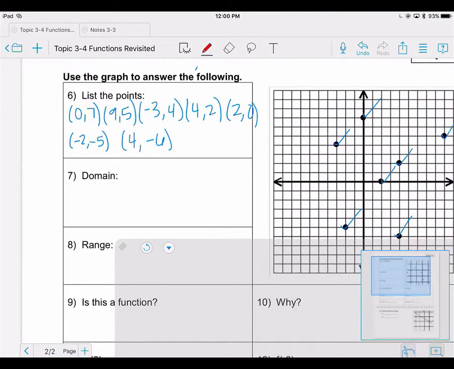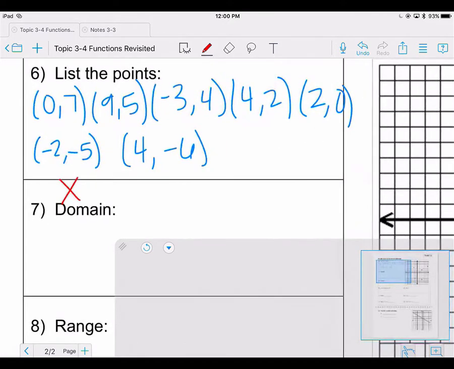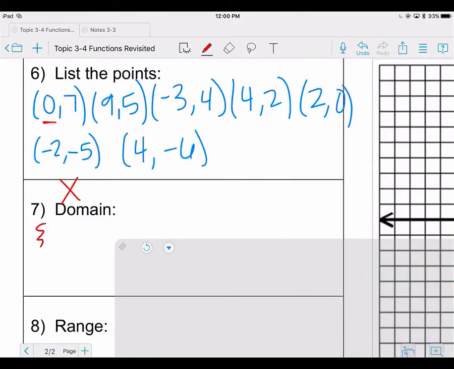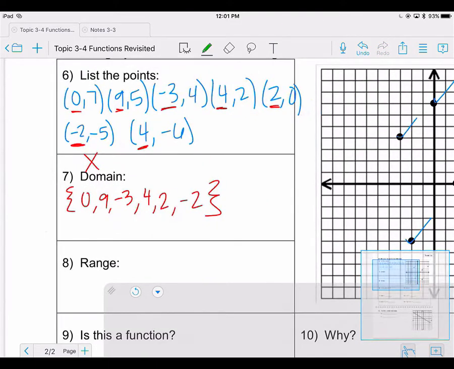From our saying, Dr. XY wears his ID in the office, I can refresh my memory. The domain is all of my x values. So my x values are 0, 9, negative 3, 4, 2, negative 2, and I've already written 4. Remember, we do not repeat.